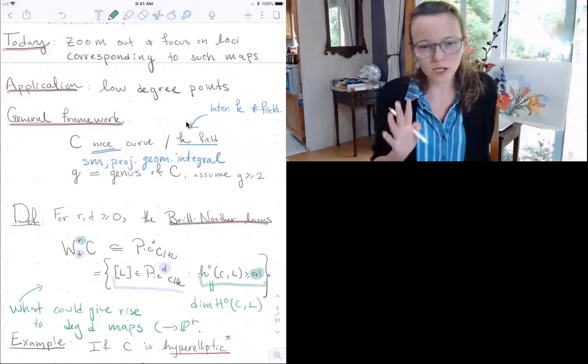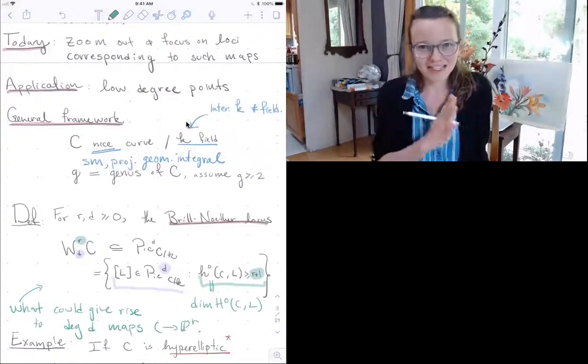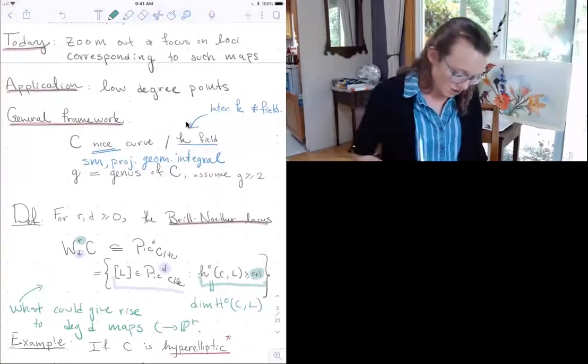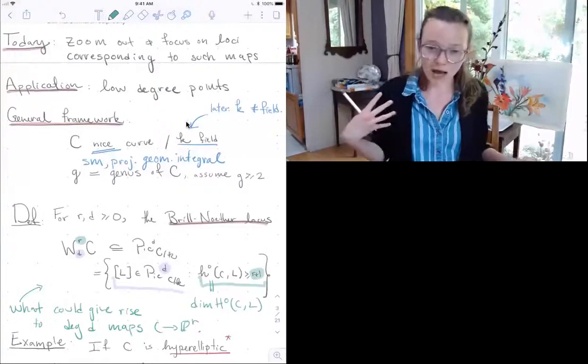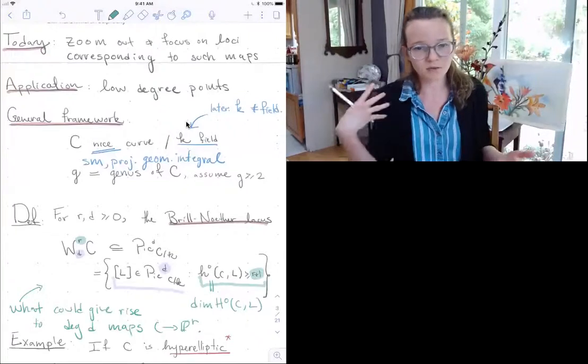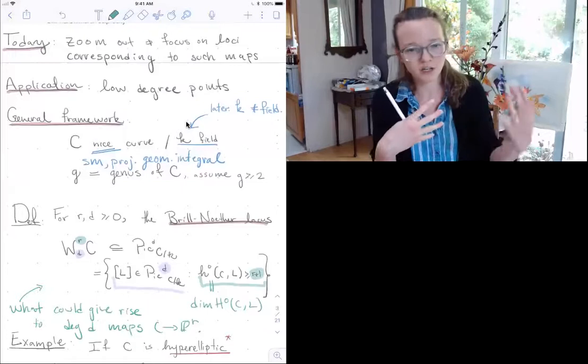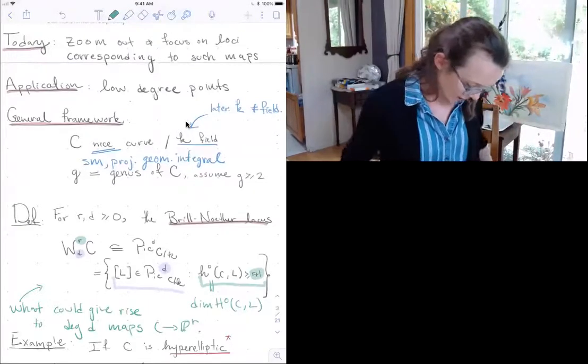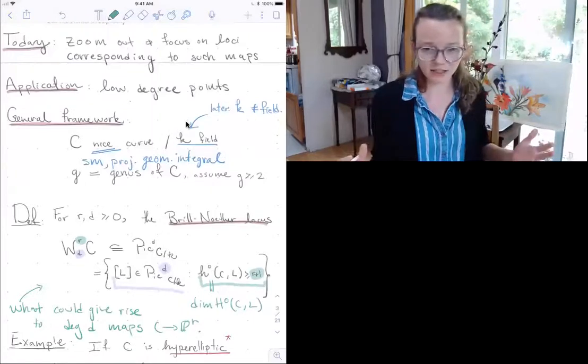So let me say 2 words about what I mean when I say degree d map of a curve to projective space, because it might be a little confusing. So this map is going to be finite to 1 onto some curve in projective space, and I multiply the degree of that finite part and the degree of the curve in projective space, and that's the overall degree. Okay, so this is the object that we're going to study.